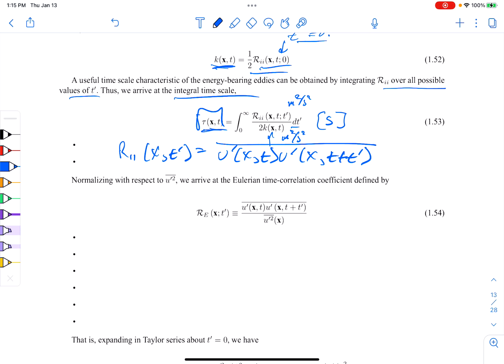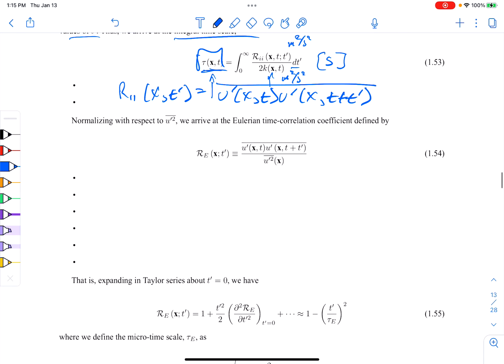So if I just have a hot wire, I'm getting one component of velocity, and I perform the operation, and then I can define and approximate the integral time scale that way. Good.